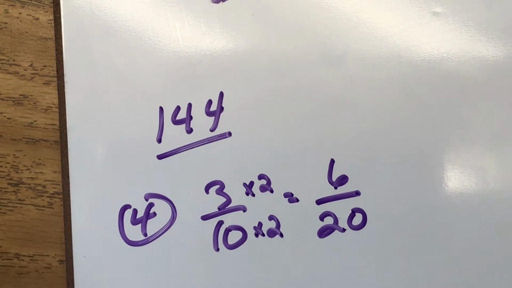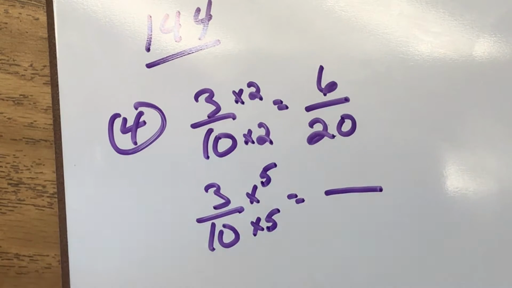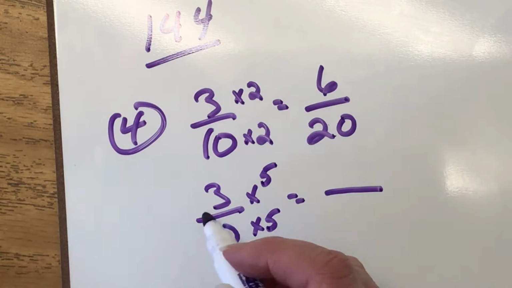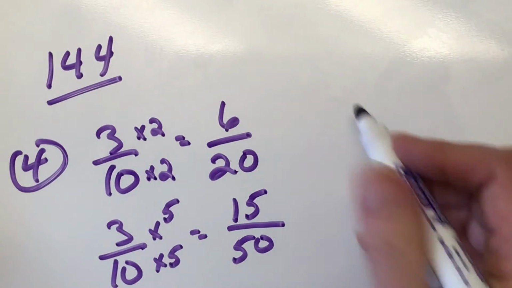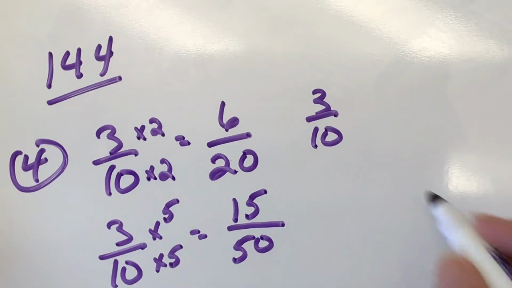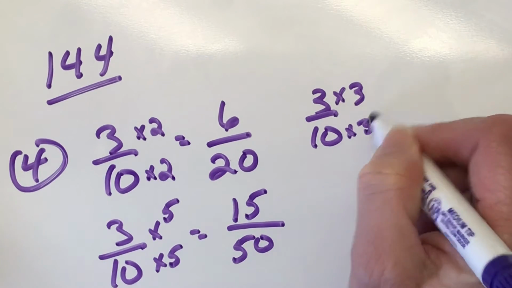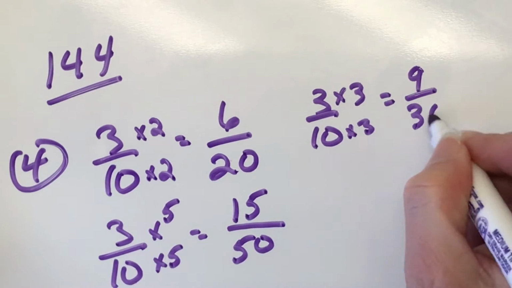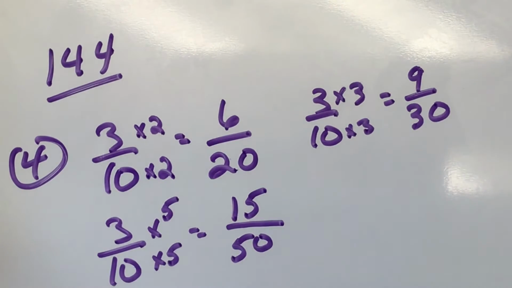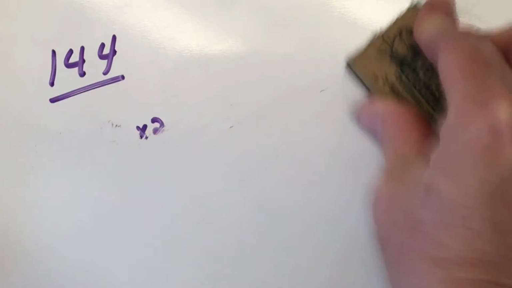But it asks me to write 2 equivalent fractions. So I can pick another number to multiply the numerator and denominator by. This time I'm going to do 5. Doesn't matter what number I multiply by as long as it's the same for numerator and denominator. 3 times 5 is 15. 10 times 5 is 50. Maybe you picked 3 to multiply numerator and denominator by. That would be fine, as long as you multiply numerator and denominator by the same number. 3 times 3 is 9. 10 times 3 is 30. So 3/10 is equivalent to 9/30. That's number 4.